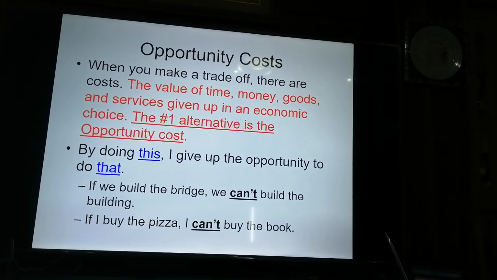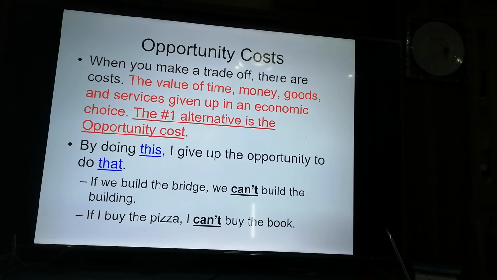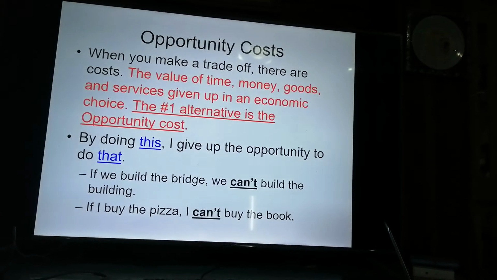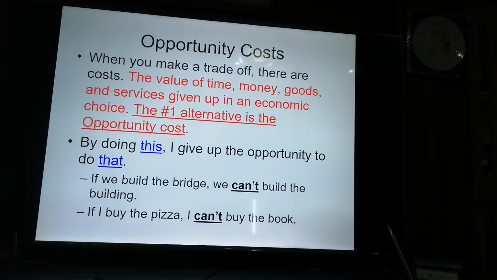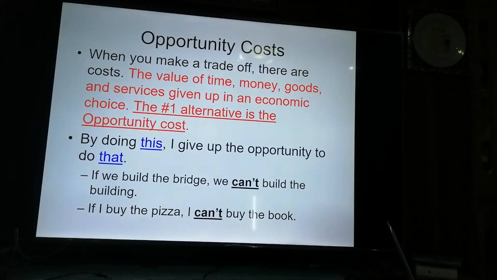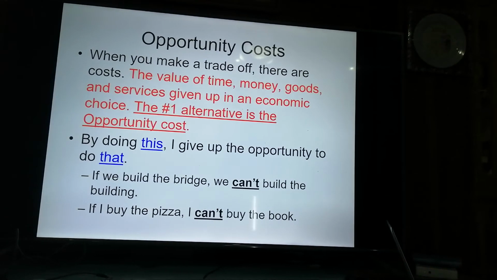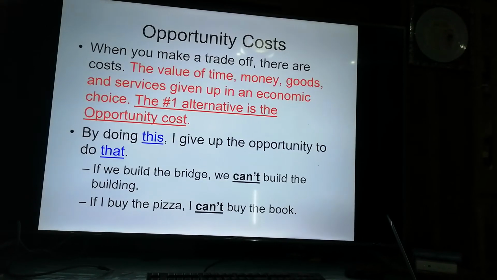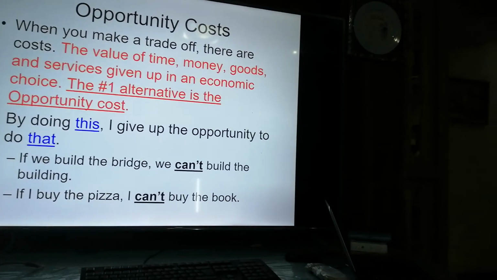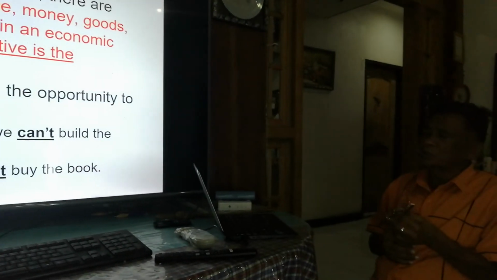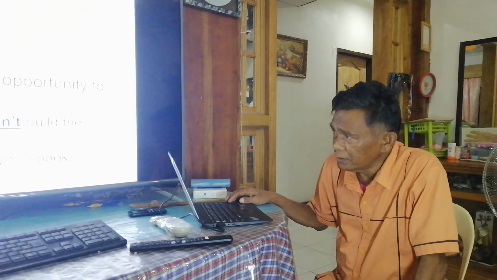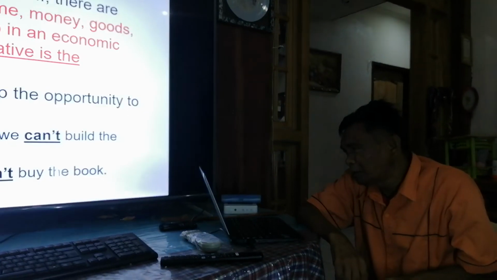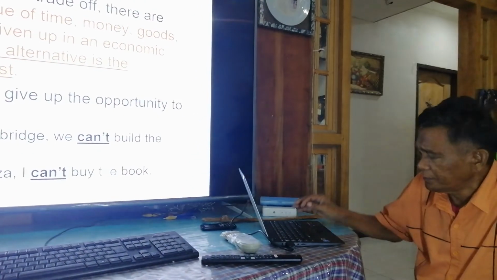So, opportunity cost. When you make a trade-off, there are costs. The value of time, money, goods, and services given up in an economic choice. The number one alternative is the opportunity cost. By doing this, I give up the opportunity to do that. So if we build the bridge, we cannot build the building. If I buy the pizza, I cannot buy the book. So meaning you choose one; you cannot take the two, but you choose the one which is best for you. If you want to eat the pizza, do not buy the book. If you want to buy the book for knowledge, do not buy the pizza.